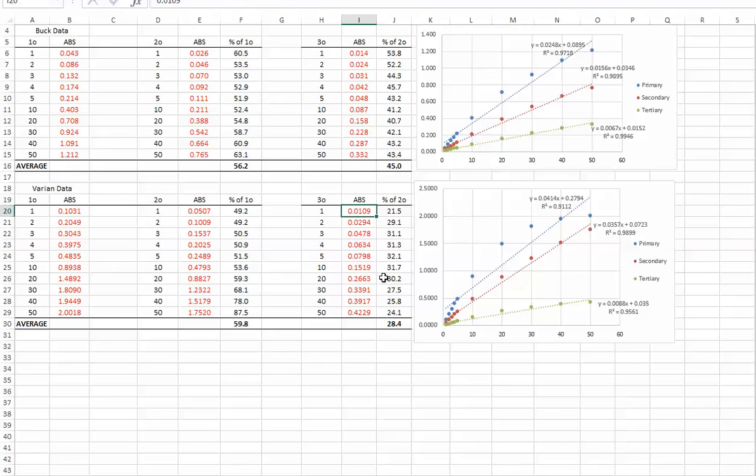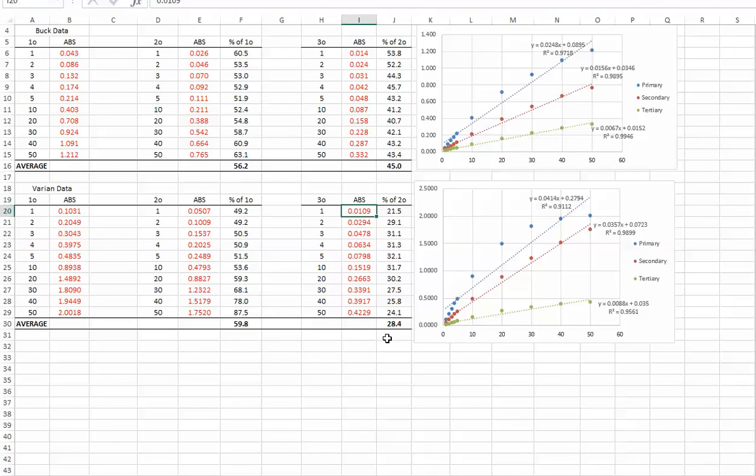I'm not telling you. And then we've plotted that info over here to the side. I see the blue is my primary, and I see way more curvature in this one. I see my secondary straightens up a little bit. And then finally my tertiary is down here at the bottom.